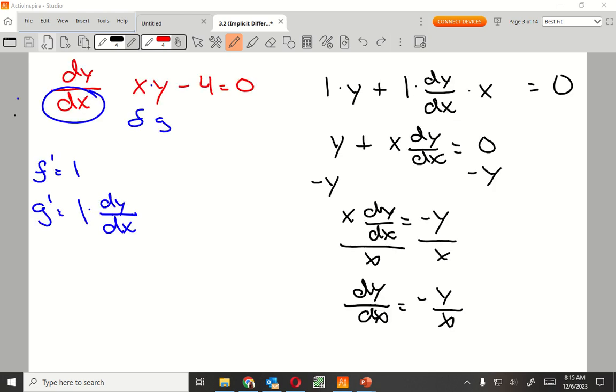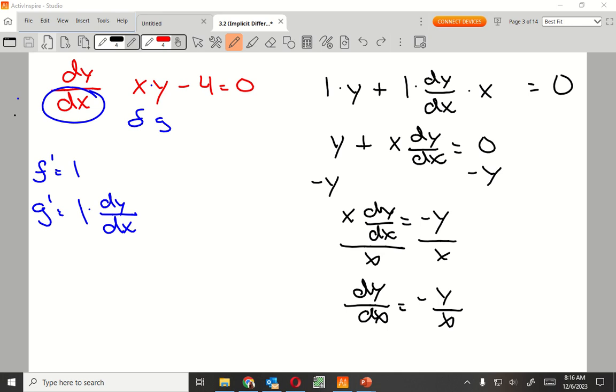Now, I'm going to go back over here, and this one says I have dy dx is equal to negative y over x. What's different about this one than my other one? What does this one have that the one we just did didn't have? A y, right? This one has a y in my answer, so I did not isolate it. The other one doesn't. Okay, let's see.